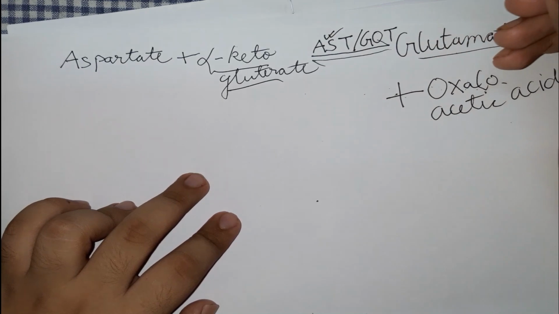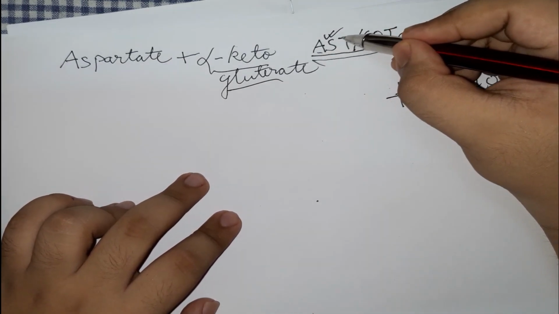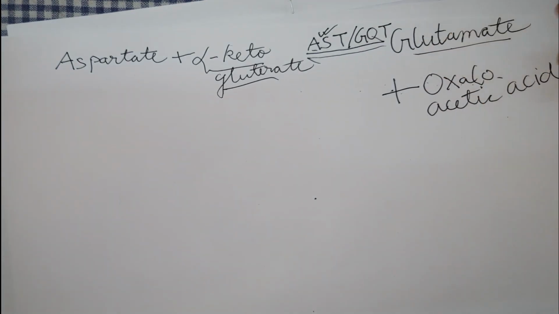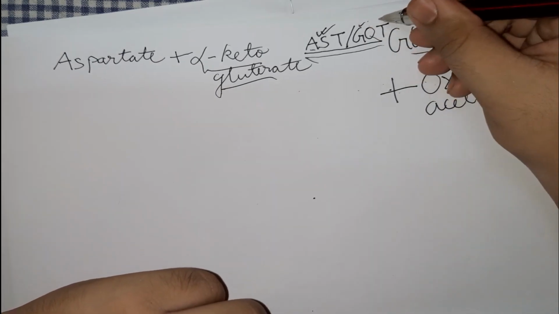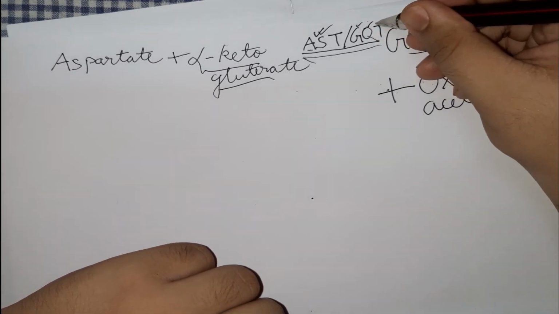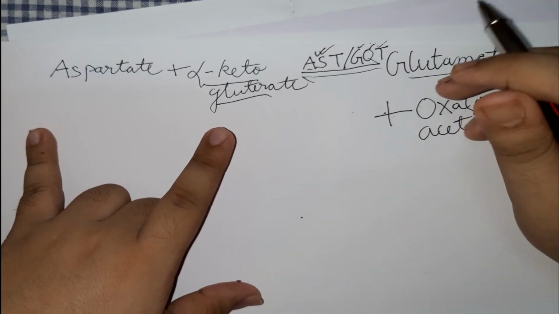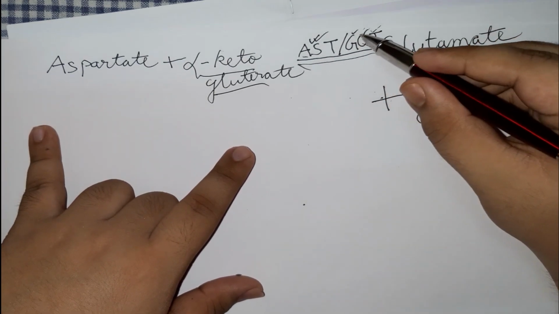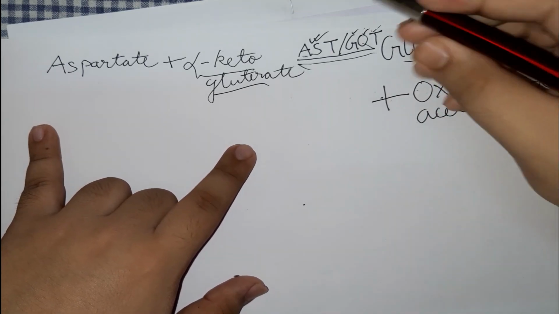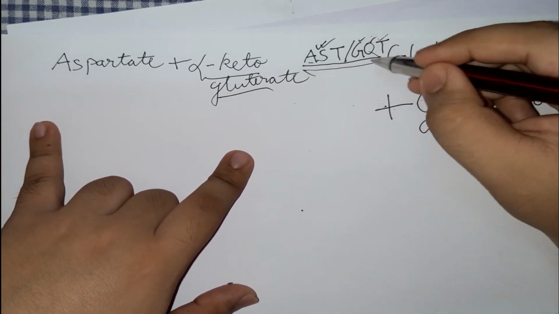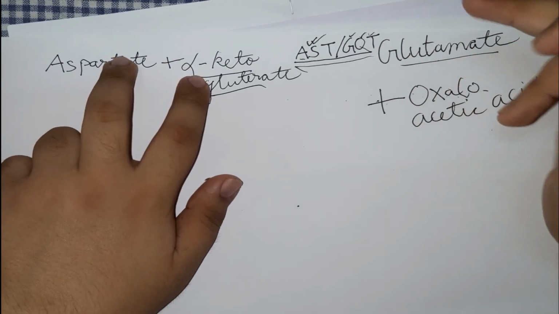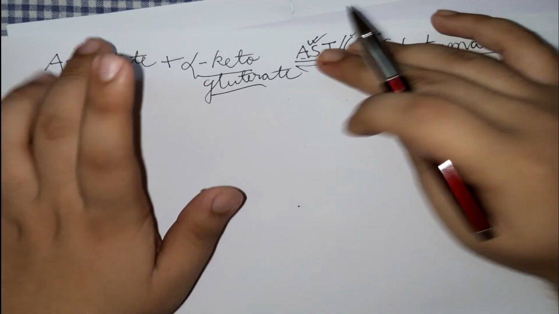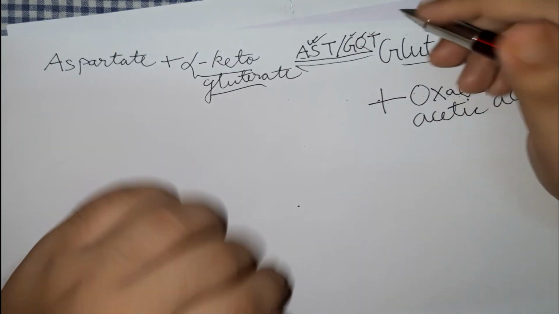AST stands for aspartate aminotransferase. GOT stands for Game of Thrones. Oh no, I'm sorry. GOT stands for glutamate oxaloacetate transaminase. So GOT does not stand for Game of Thrones here. See, if you remember only the enzyme abbreviations, these two names, you will be able to pin down the reactants and the products. Although this is a reversible reaction, so there is no such thing as a reactant and a product, but still, you're getting the general picture here.